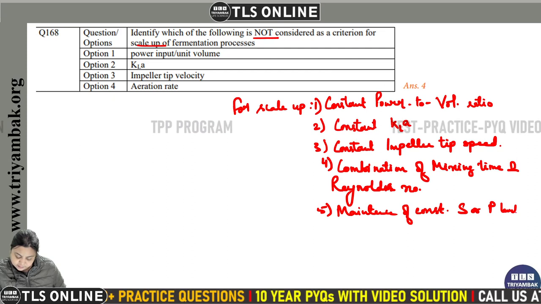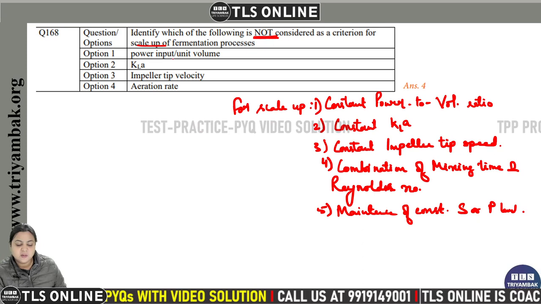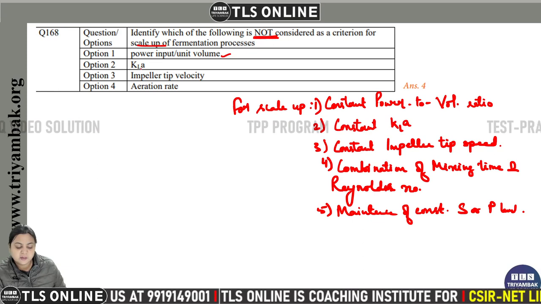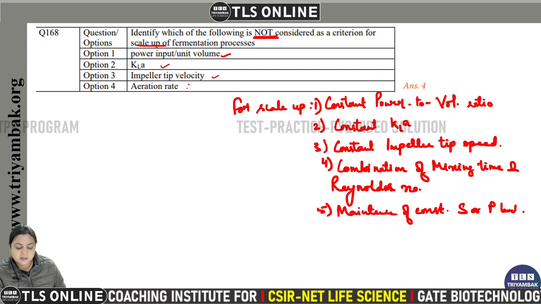So constant power input divided by unit volume, this is the criteria. Constant KLa, ye bhi hota hai. Impeller tip speed velocity, ye bhi hai. Kya nahi hai? Aeration rate. So aeration rate will be the correct answer for this question.